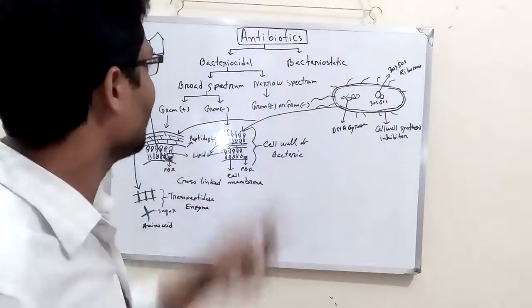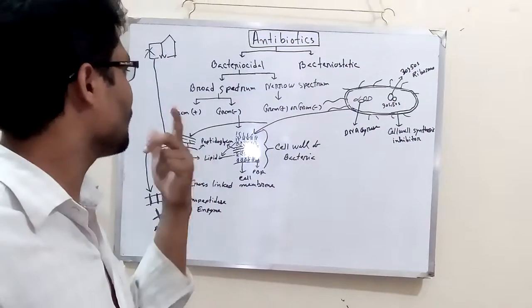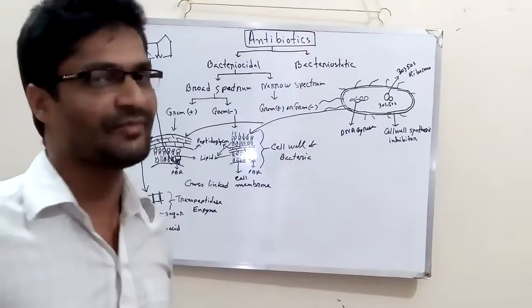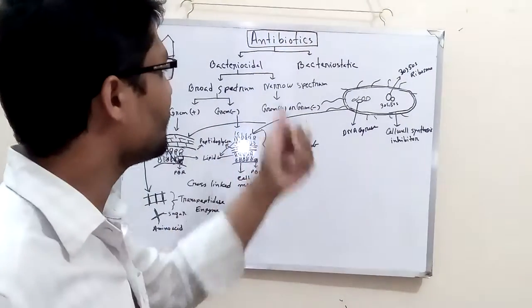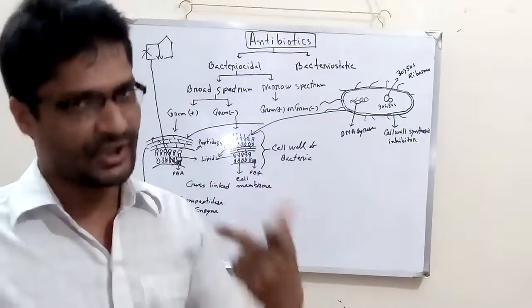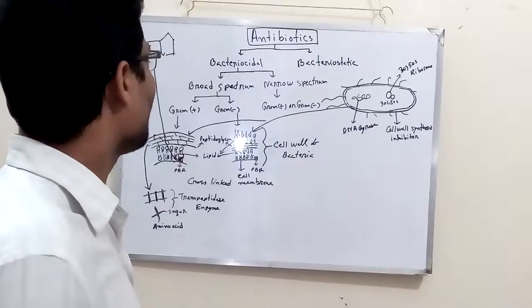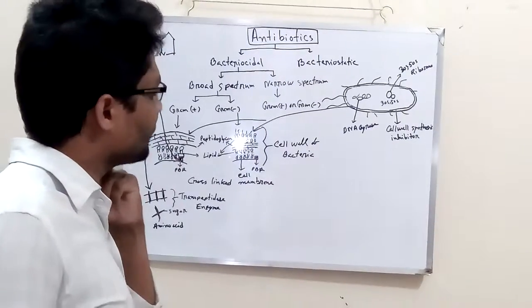Broad spectrum antibiotics work against both gram positive and gram negative bacteria, and antibiotics that work against only gram positive or only gram negative bacteria are called narrow spectrum antibiotics.